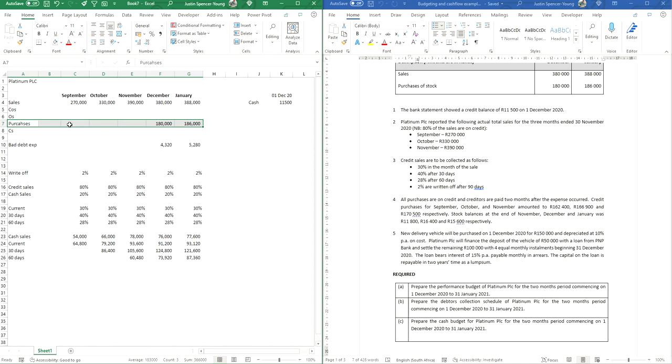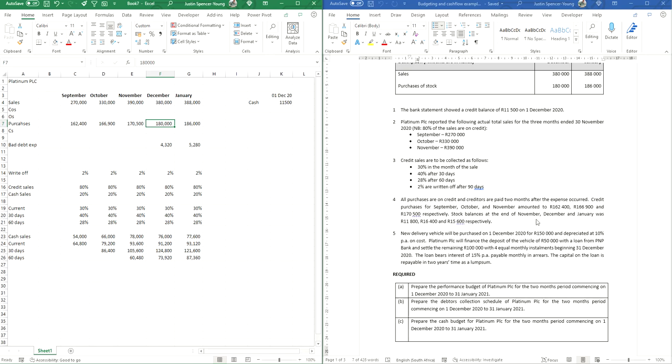Well, let's plug them in. September's amount is 162,400. Next one, 166,900. If you're dyslexic like me, concentrate hard now. If you've got fat fingers, concentrate hard that you don't put the wrong numbers in there. Okay, so now we've got a whole lot of purchases. Great.